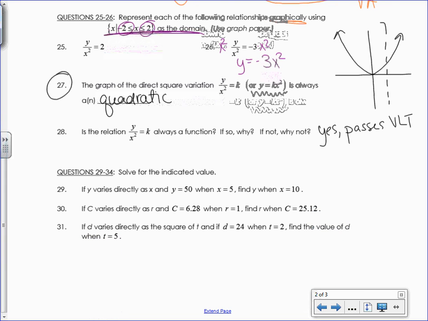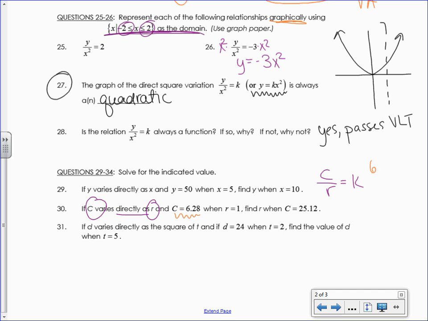30, because we did not have to do the odds, only the evens. So let's see. Solve for the value. So now we're not just writing the equation, we're solving something. C varies directly as R. So I know that C over R is equal to K. Okay? And I know that, I'll do this in a different color, when C is equal to 6.28, and that's when R is equal to 1.